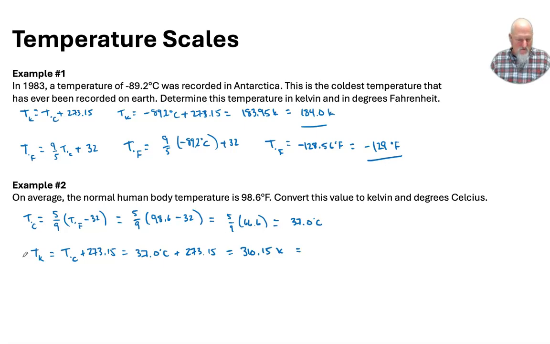But I have one significant figure after the decimal here and 2 here, and I'm adding. So I should leave the least number after the decimal. So I need to leave 1 after the decimal. We can see that the number after 1 is 5, so I should round the 1 up. So I get 310.2 Kelvin. So average body temperature, 98.6 Fahrenheit, is equal to 37 degrees Celsius and 310.2 Kelvin. Right? That's how you use those conversions.